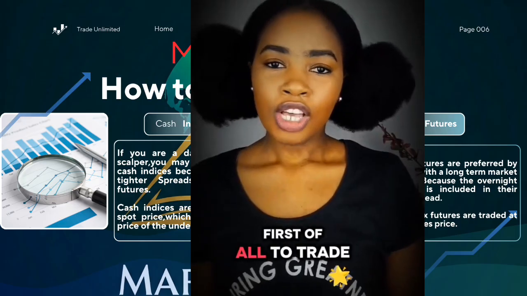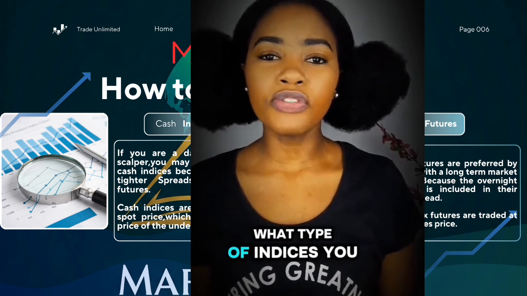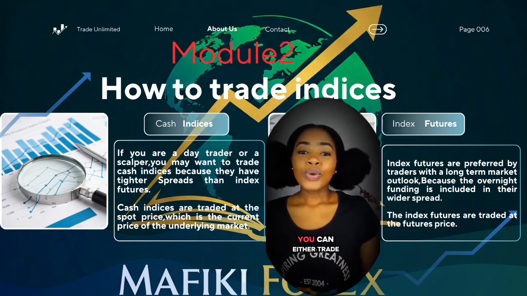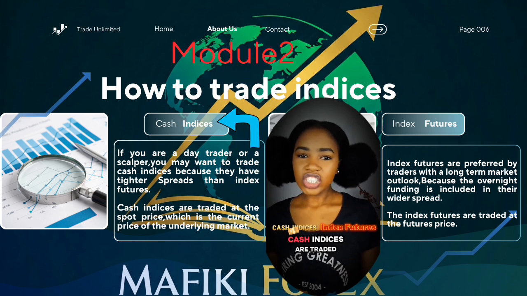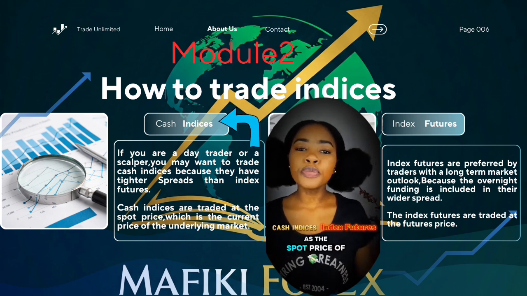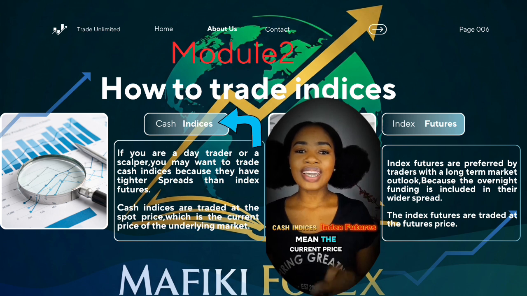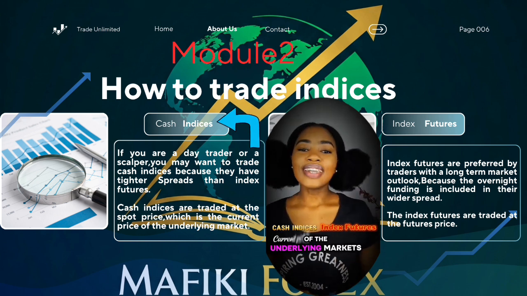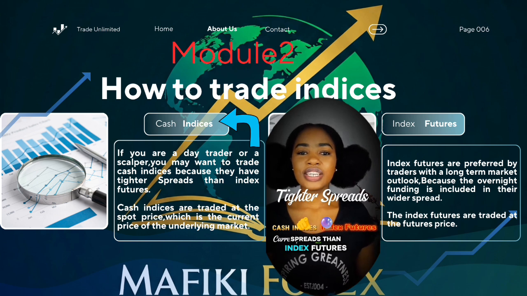First of all, to trade indices profitably, you need to know what type of indices you are trading. You can either trade spot indices or index futures. Cash indices are traded as the spot price of the index. By spot price, I mean the current price of the underlying market. Cash indices have tighter spreads than index futures.